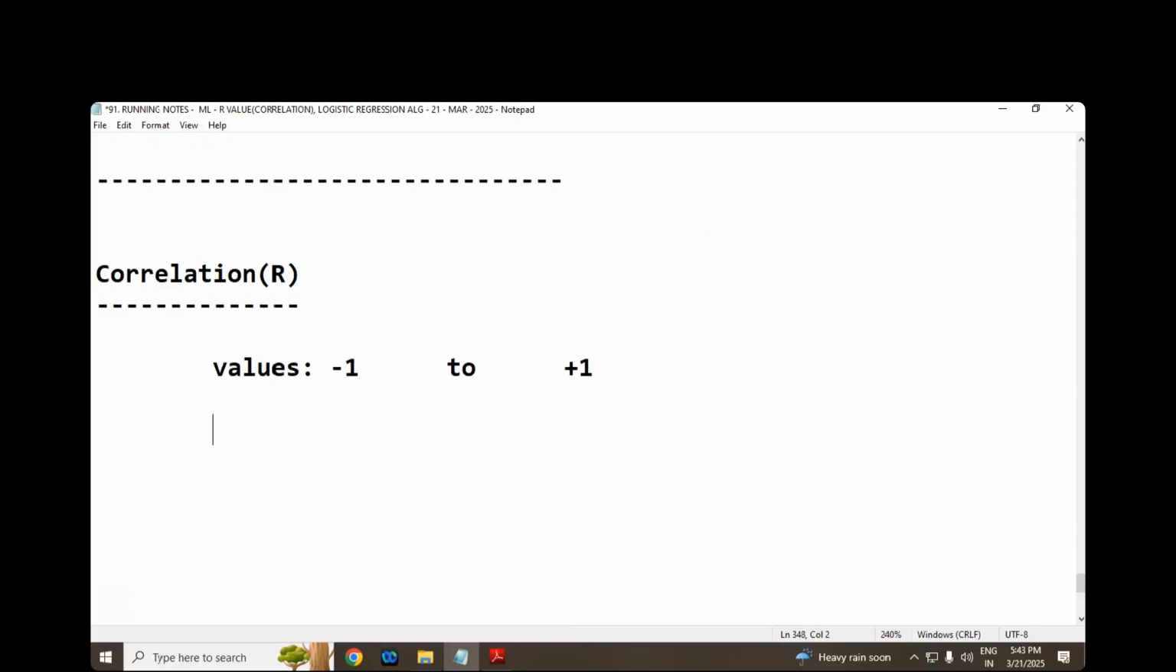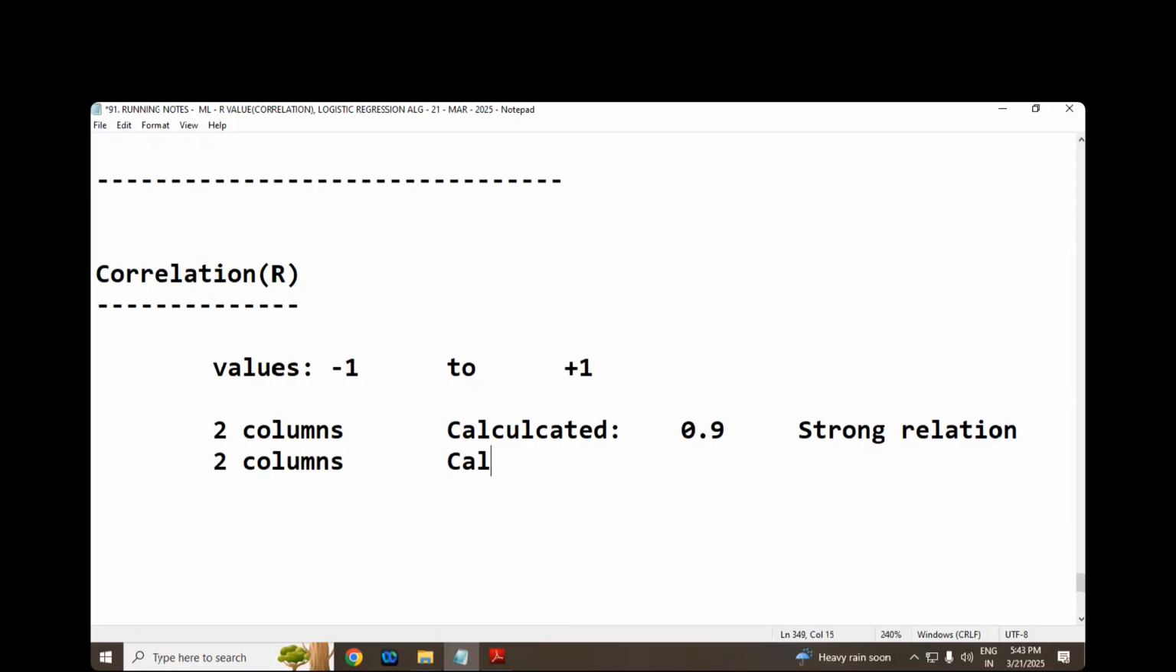Imagine there are two columns and we have calculated the R value. If the R value we got is 0.9, then it is a strong relationship. That's what you need to understand. Then there are two columns again, and we calculate the R value.